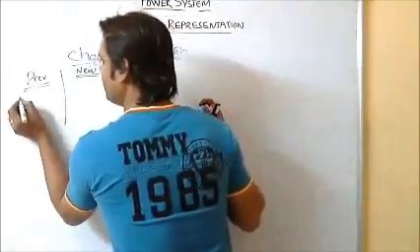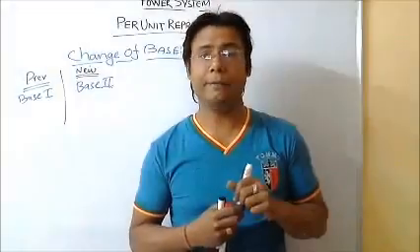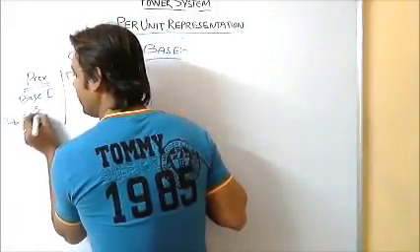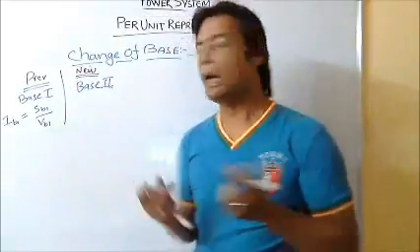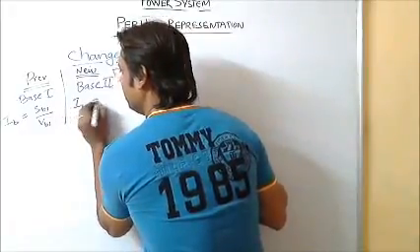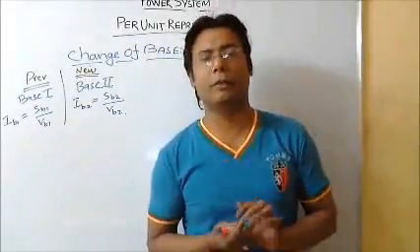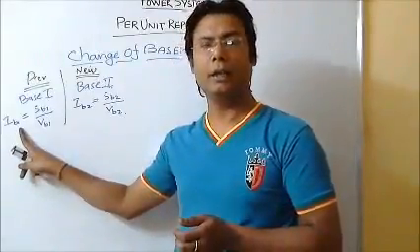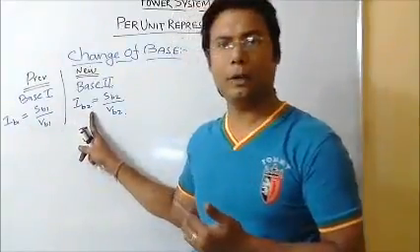This is base 1, and this is base 2. In base 1 the current would be SB1 upon VB1, as we know IB1 will be equal to SB1 upon VB1. In the new system, obviously, IB2 will be equal to SB2 upon VB2. It is the same thing we have discussed, SB is equal to VB into IB. The number 1 stands for the previous base, and 2 represents the new base.